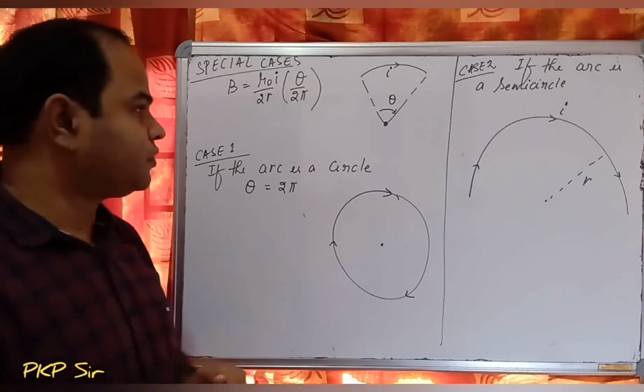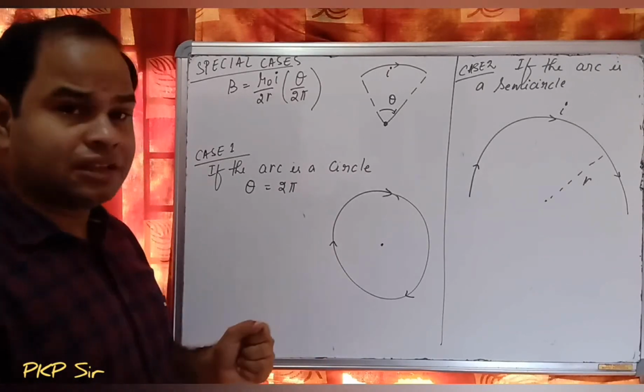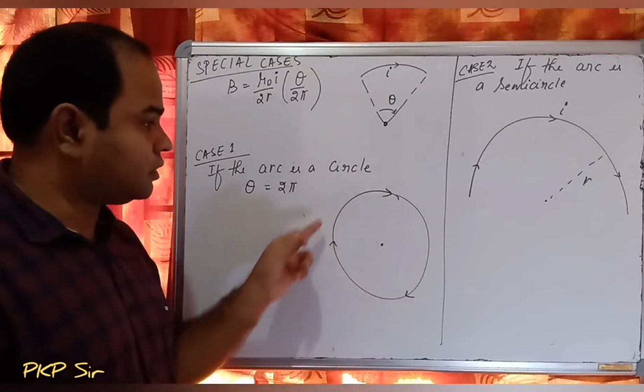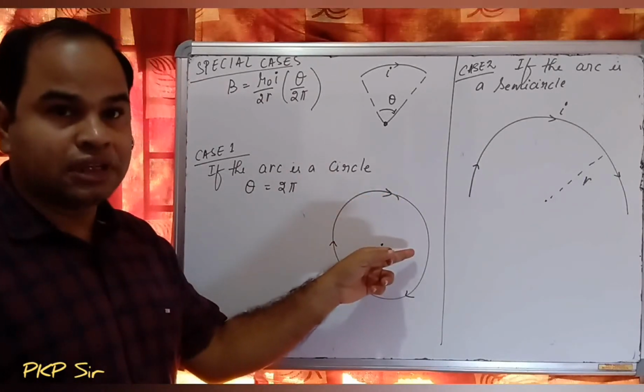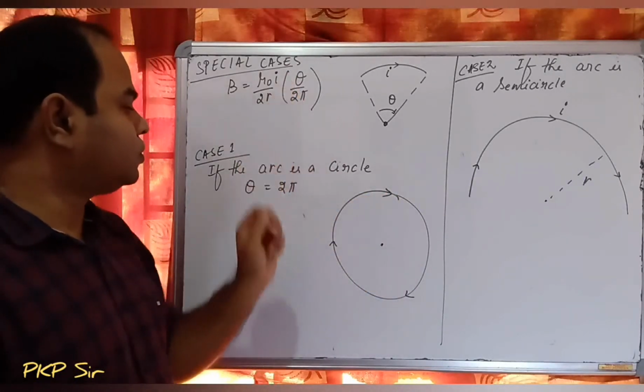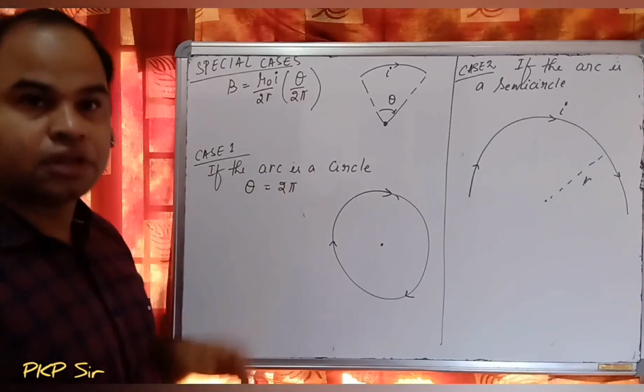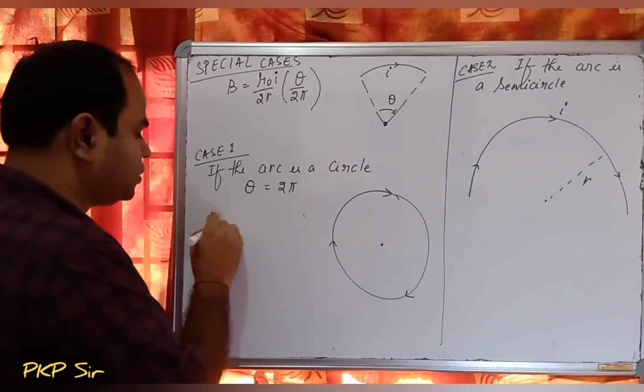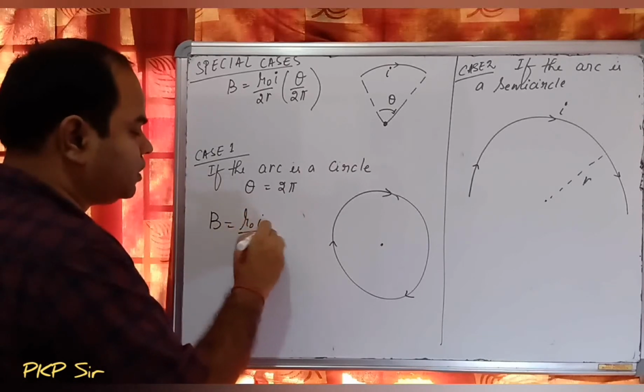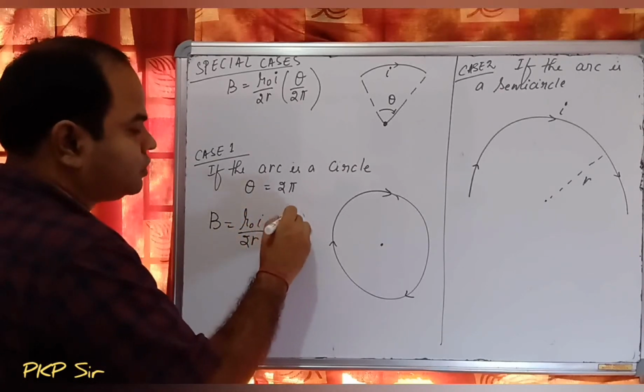If the arc is a full circle, in that case theta is equal to 2 pi. So what will be the magnitude? B is equal to mu naught I by 2r times 2 pi by 2 pi.